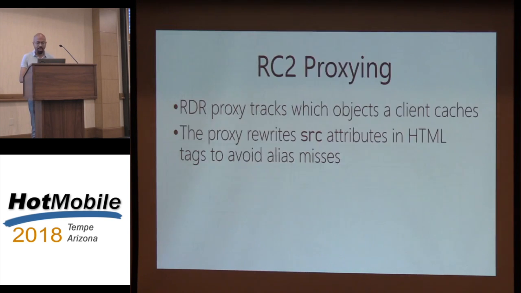So if you understand that, then the basic idea behind RC2 is pretty straightforward. An RC2 proxy is an RDR proxy. It looks at the HTTP response headers to track which objects a client will cache. The proxy then leverages this knowledge to eliminate the client-side aliases by rewriting the source attributes in HTML tags that are returned to the mobile phone. So let's look at an example.